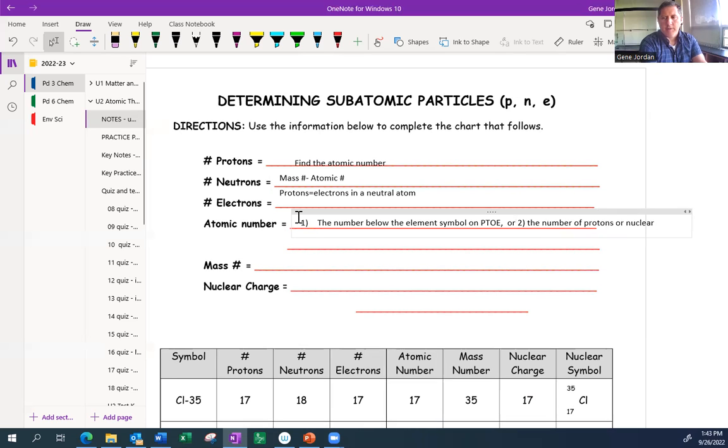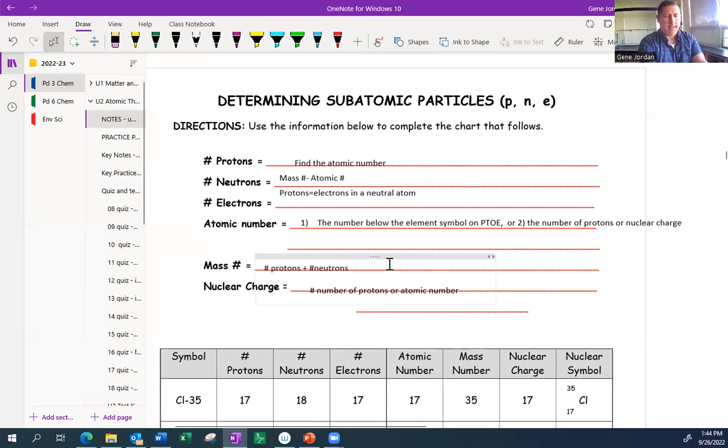Now, why do we call it nuclear charge? Because it's the only charged particle in the nucleus. I think that covers that. All right, what's the mass number? The mass number is the number of protons, sorry, number of protons plus the number of neutrons. What's the nuclear charge? It's the number of protons, or just the atomic number.